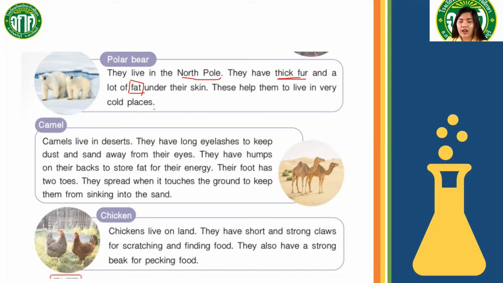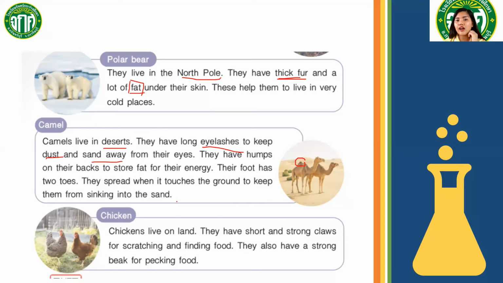Okay, so next we have a camel. Camels live in deserts. They have long eyelashes to keep dust and sand away from their eyes. They have humps on their backs to store fat for their energy. Their foot has 2 toes. They spread when it touches the ground to keep them from sinking into the sand.